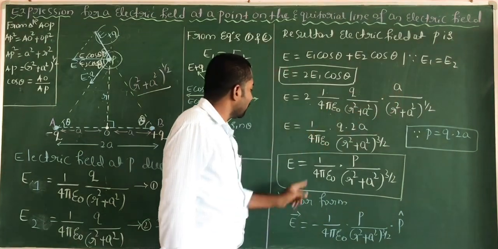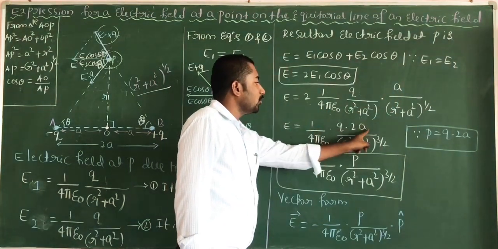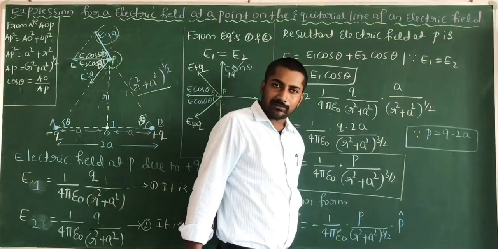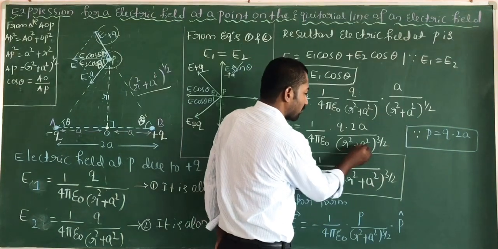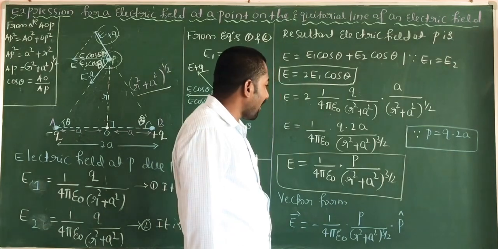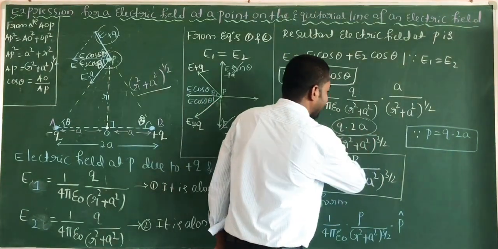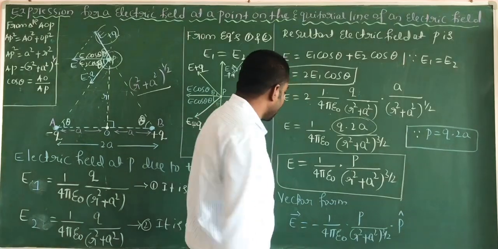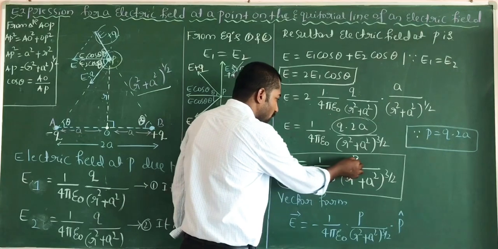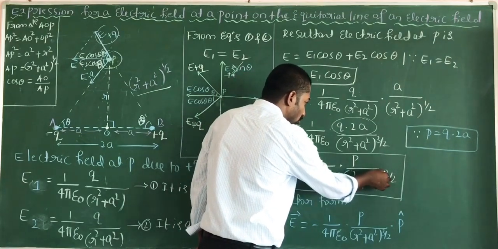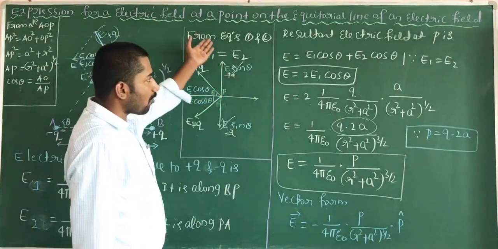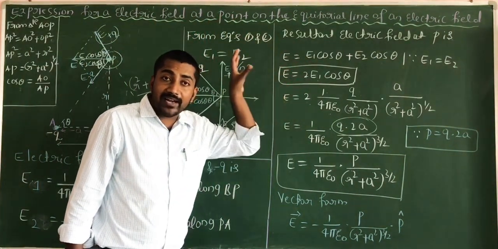Here take this value: 1 divided by 4 pi epsilon Q into 2A, divided by R square plus A square into R square plus A square whole to the power of 1 by 2. Now this power becomes R square plus A square whole to the power of 3 by 2. But here Q into 2A is in the form of dipole moment. You get the equation E is equal to 1 divided by 4 pi epsilon into P divided by R square plus A square whole to the power of 3 by 2, which is the expression for the electric field at a point on the equatorial line of an electric dipole.